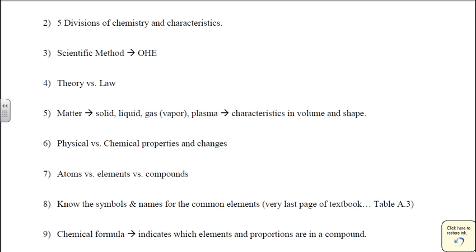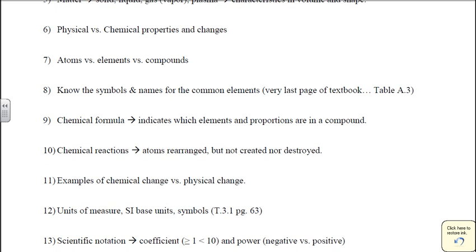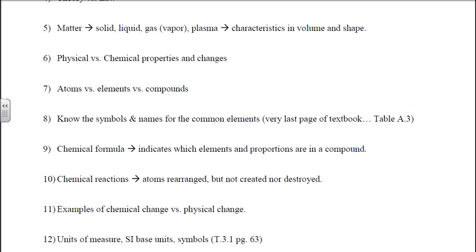Pull this up a little bit. So matter: solid, liquid, gas. And I have one more state there, that last state, plasma. We didn't really talk about plasma too much. I'm not too concerned about it, other than realize it is the highest energy state of matter. But definitely know the order: solid, liquid, gas.